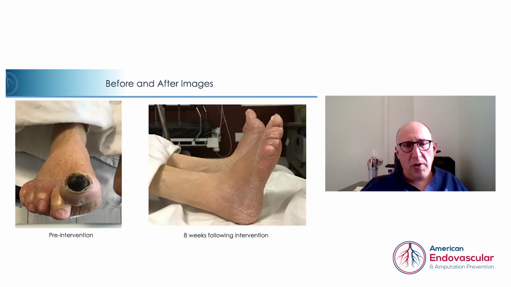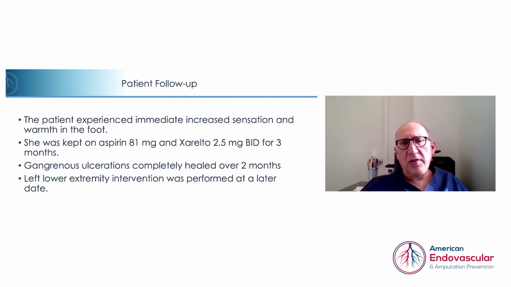These are some pre and post images. This is pre-intervention. This is 8 weeks following intervention. The patient experienced immediate increased sensation and warmth in the foot. She was kept on aspirin 81 milligrams and Xarelto 2.5 milligrams twice a day for 3 months. The gangrenous ulcerations completely healed over a 2-month period. Left lower extremity intervention was performed at a later date.